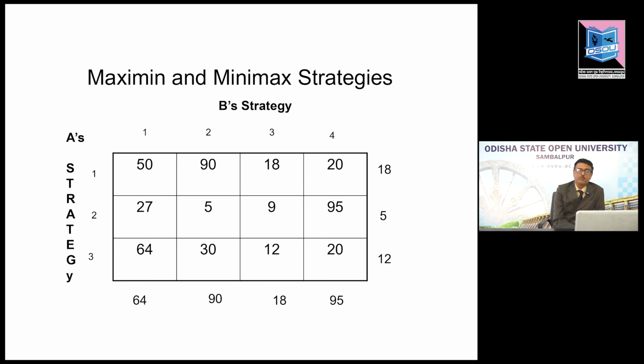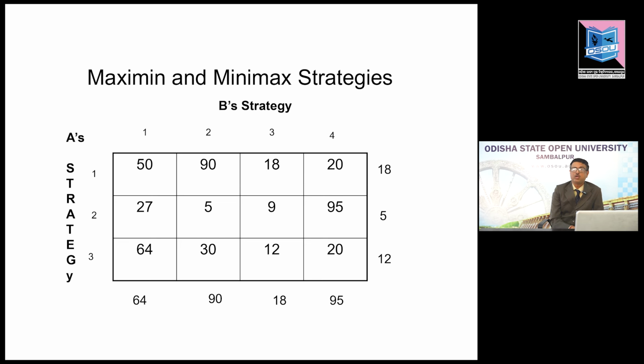Similarly, now we come to the column maximums. In the first column, that is the strategy of B, 64 is the maximum. In column 2, 90 is the maximum. In column 3, 18 is the maximum. And in column 4, 95 is the maximum. Among these maximums, the minimum is 18. So we can easily see that the maximum of the minimums is equal to the minimum of the maximums, that is 18.